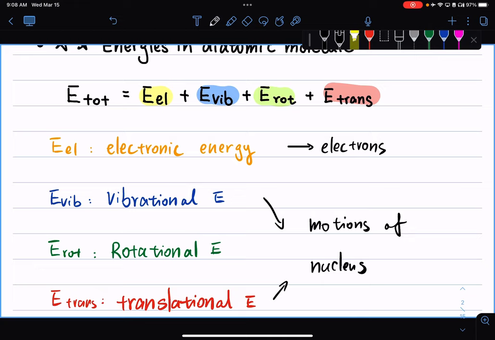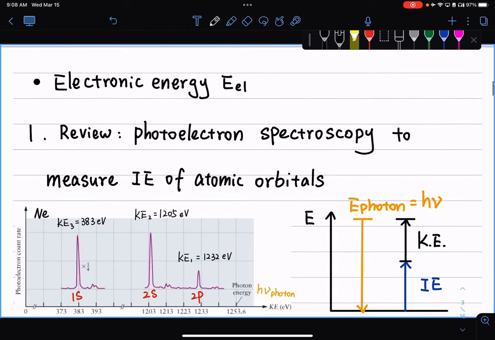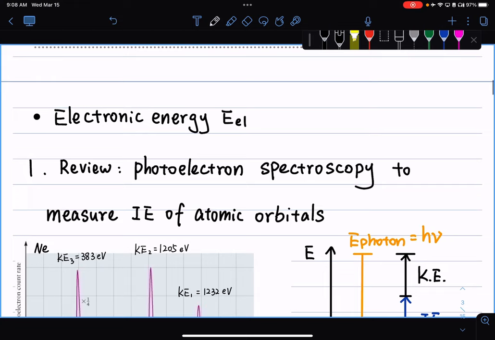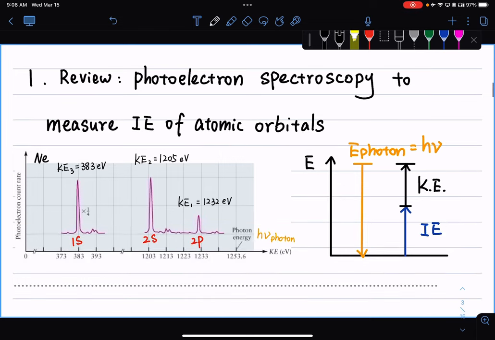All right, starting from the electronic energy. The electronic energy part will be more or less a review, because we already discussed this in our previous talk, especially the topics before midterm 1. When we talk about electronic energy, we have 2 types of spectroscopy methods we can use. The first one is photoelectron spectroscopy.